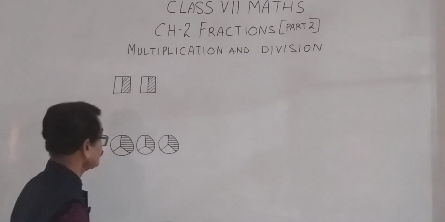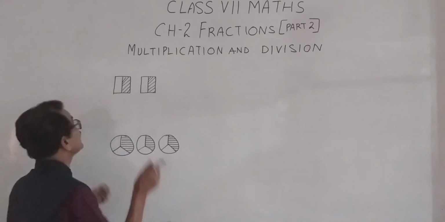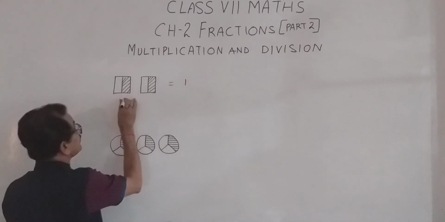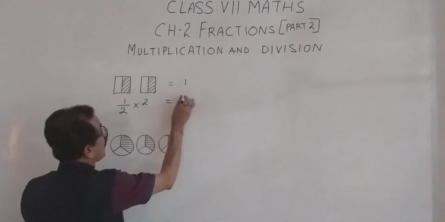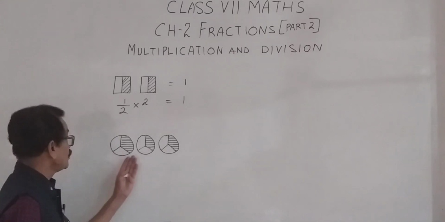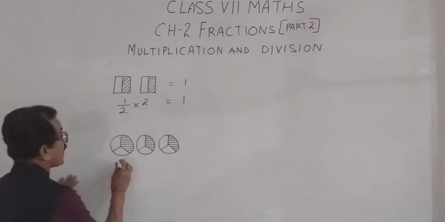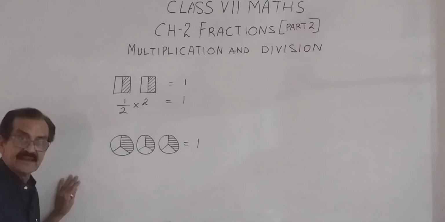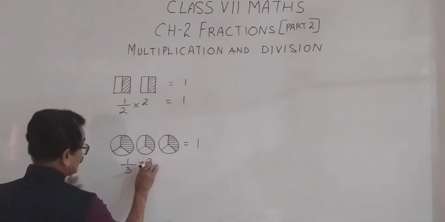Let us see. Here we have two halves. When we multiply these two halves, we will get a whole, that is 1. That means half multiplied by 2 gives us 1. Similarly, here we have a cake which has been divided into 3 parts, 1/3, 1/3 and 1/3. Now, this 1/3, 1/3, 1/3 together make a whole cake. Similarly, I can say that 1/3 into 3 is 1.